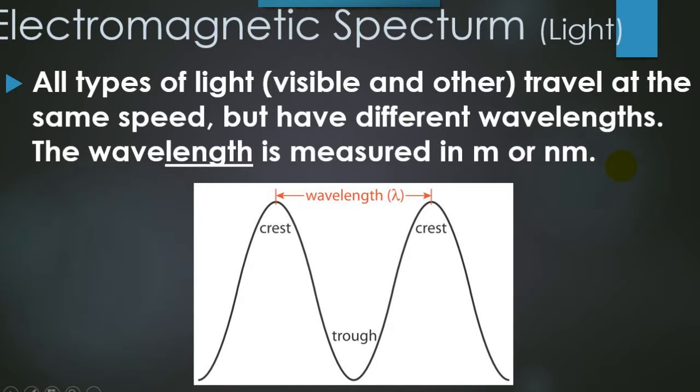Before we talk about electron configuration, we need to talk about the electromagnetic spectrum first. All types of light, visible and other, travel at the same speed but have different wavelengths. The wavelength is measured in meters or nanometers. Here's a diagram of a wave. The wavelength is measured from crest to crest or from trough to trough, and it's given the symbol lambda.